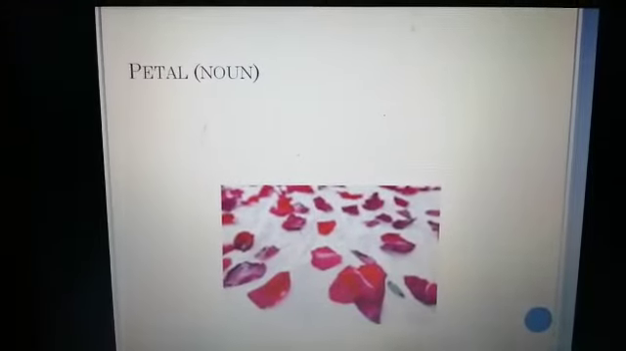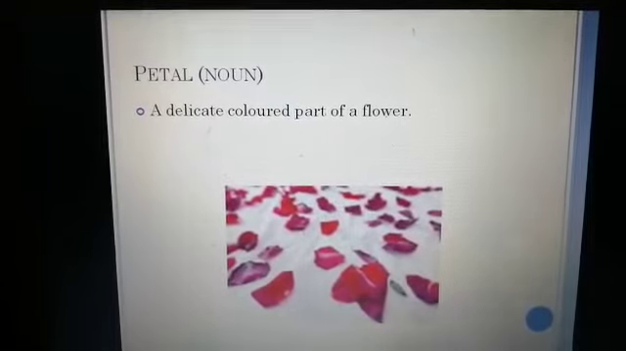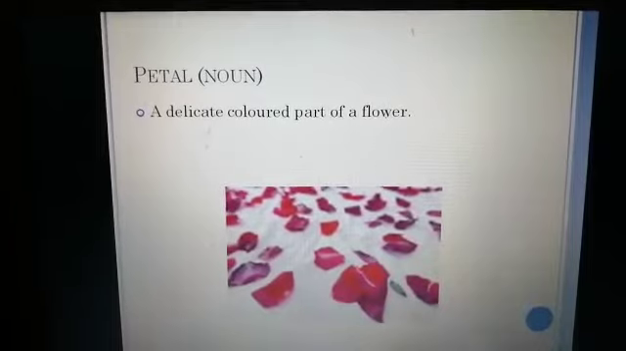Okay, the word petal, it's a noun and it means a delicate colored part of a flower. And the color of the petal changes. For example, the petals of the flowers expanded in the sunshine.